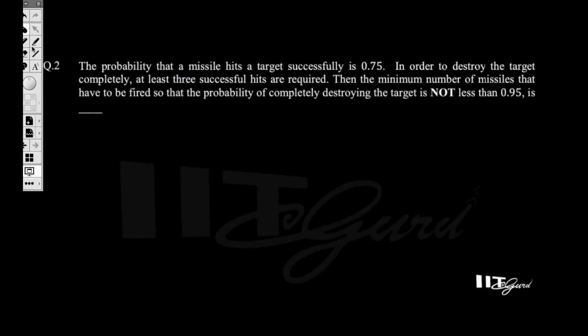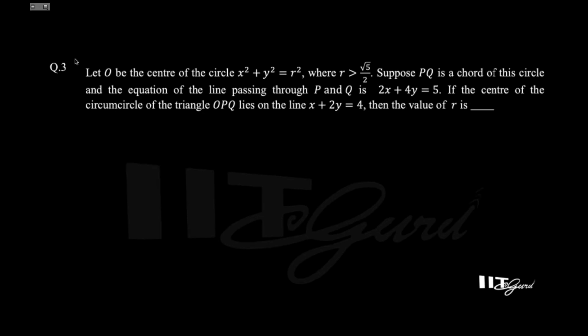So let's go ahead to the third question. Question number 3. Let O be the center of the circle x square plus y square is equal to r square, where r is greater than root 5 by 2. Suppose PQ is the chord of this circle, and the equation of the line passing through points P and Q is 2x plus 4y equal to 5.